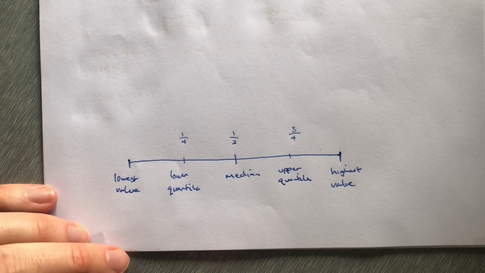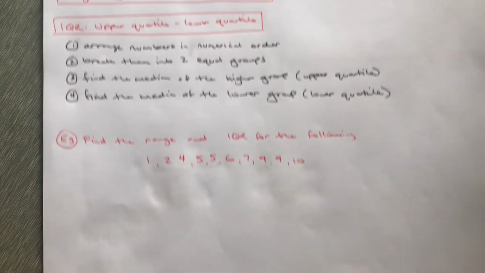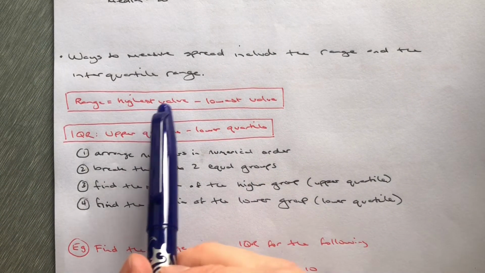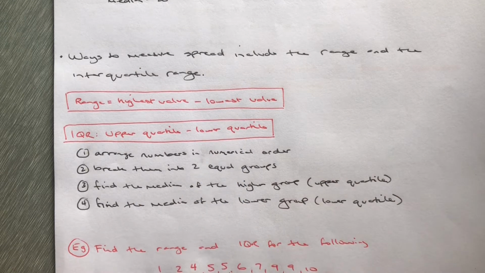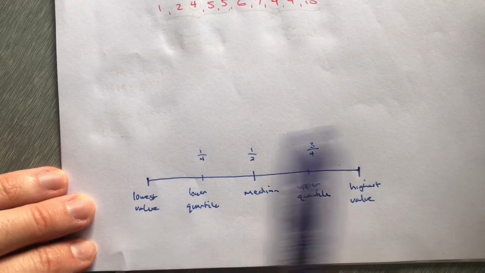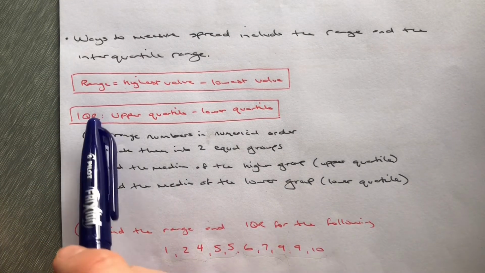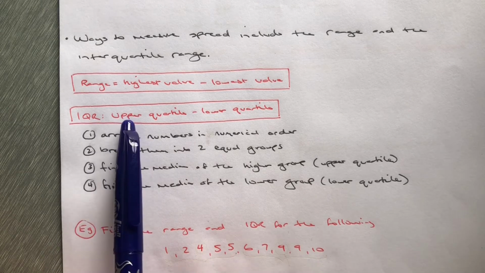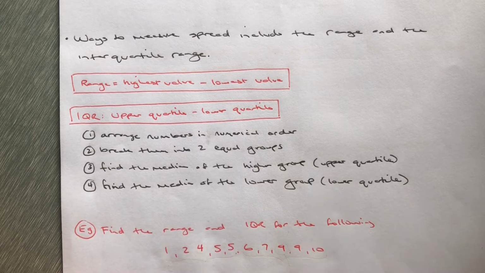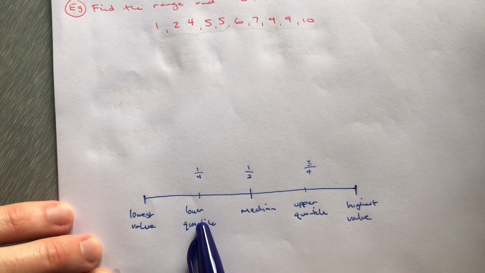Now let's talk about range for a second. The range, as we can see if we look up here, is going to be our highest value minus our lowest value. So we might find our highest value up here, then we take the lowest away from it. And the interquartile range, or IQR, is the upper quartile minus the lower quartile. So that means this one minus that one.